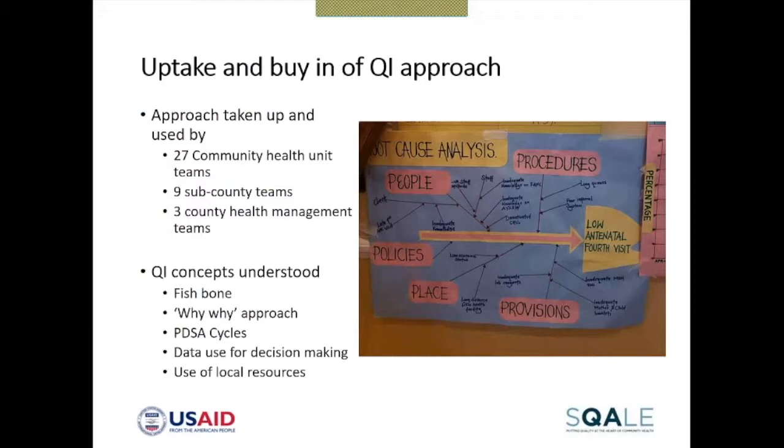The diagram there shows how a team was able to do a root cause analysis and present it on their own. So this was a presentation during a learning event where they were able to showcase their own root cause analysis, and others also showed how they had very good understanding of why in terms of doing their problem identification and using it to come up with the solutions, or identifying what was causing the challenge they're having, for example, in the low antenatal care visits.